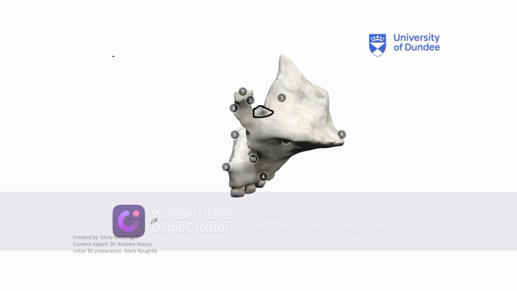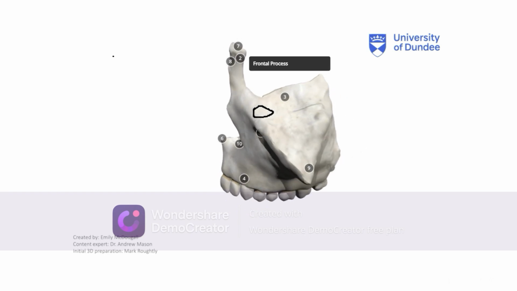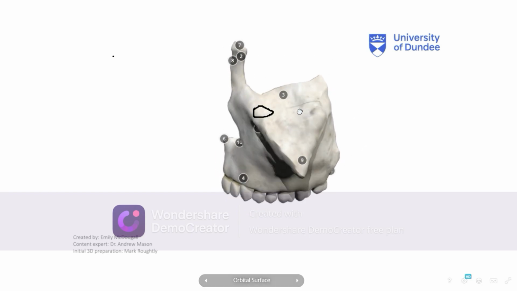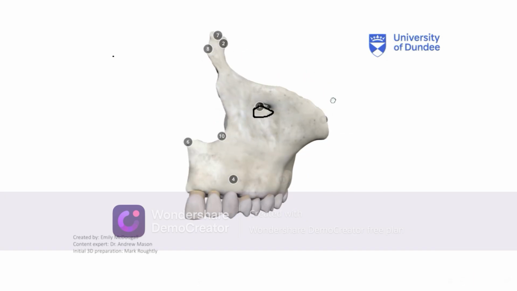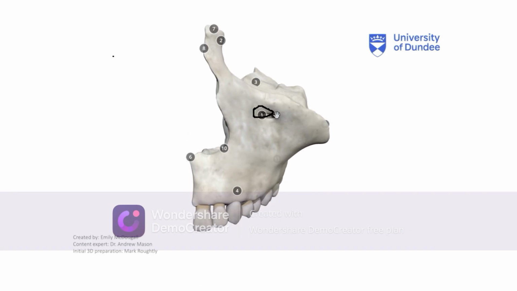Medial border. The medial border is this, and here we have the frontal process. Then this is the orbital surface. Then we have this zygomatic process. This is the orbital surface, or the superior surface of the maxilla.